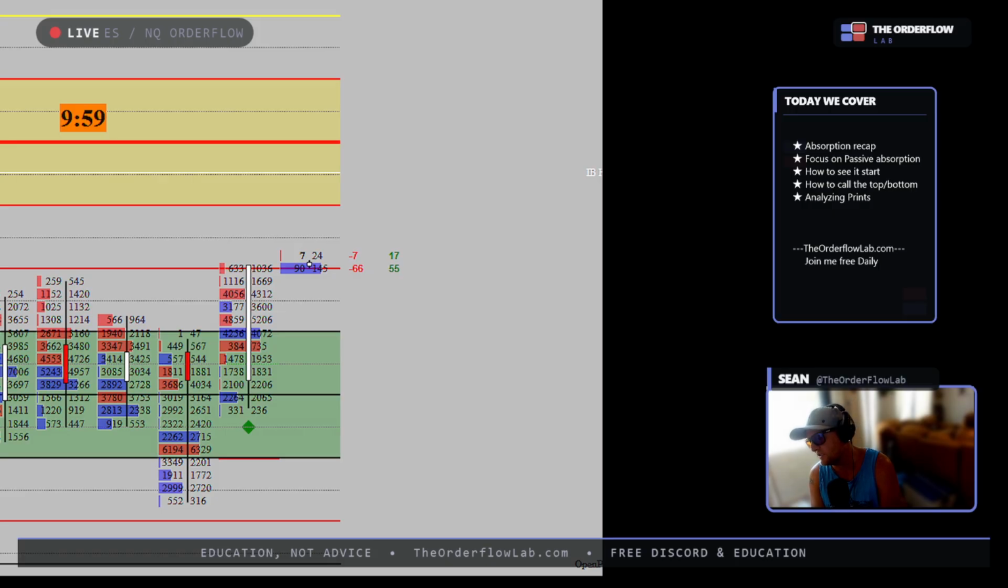Actually, let's go through the list here. So what are we going to cover? Absorption recap. Yes, we're going to focus on passive absorption. How to see it. How to see it start. Engagement is a pretty critical thing. How to call the top or bottom, when business is done. And analyzing the prints. This won't be too long of a video, but let me just take my hat off one sec here.